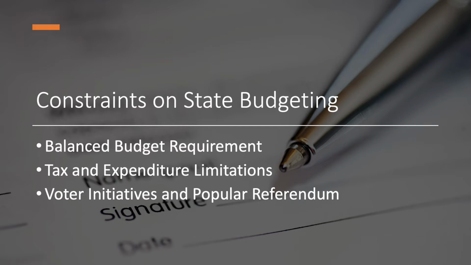state budget process. These three common limitations are important to understand and plan for as state budgets are being developed. And if you're working in this area, you should definitely get a better sense of what the limitations are for your particular state.